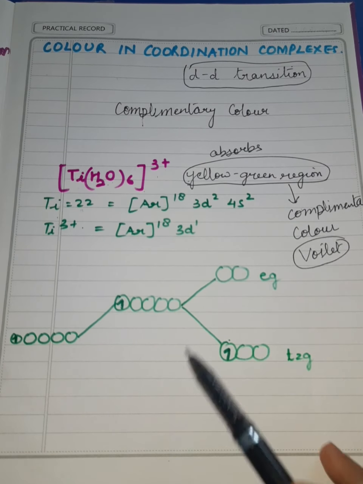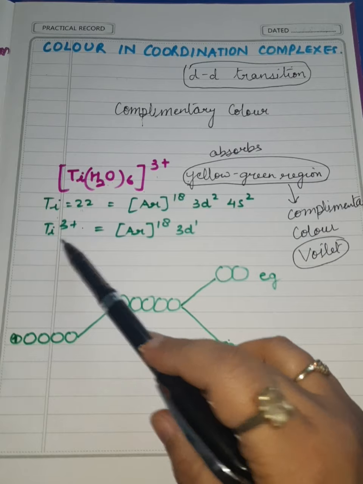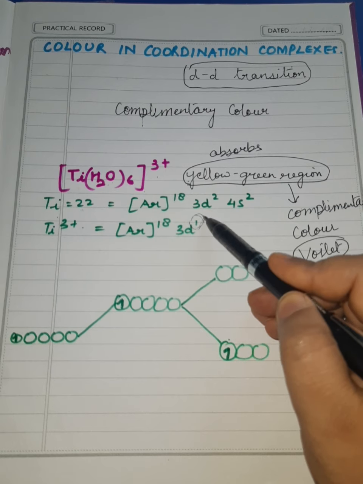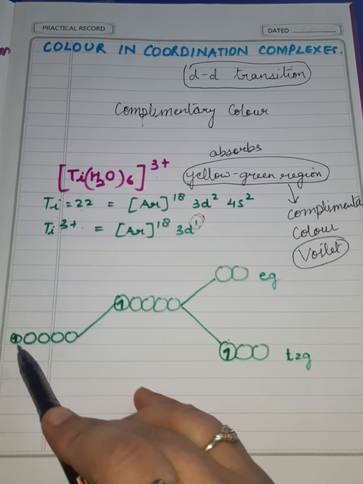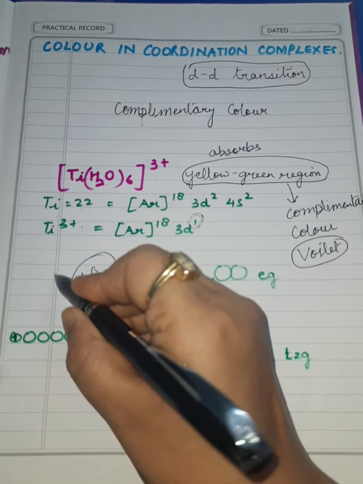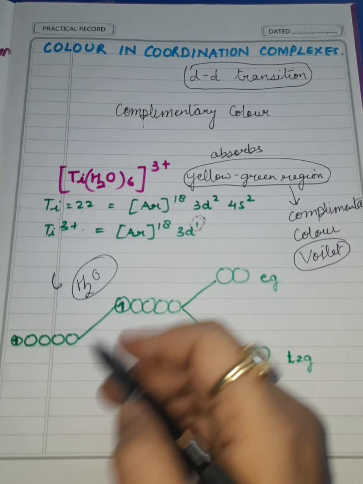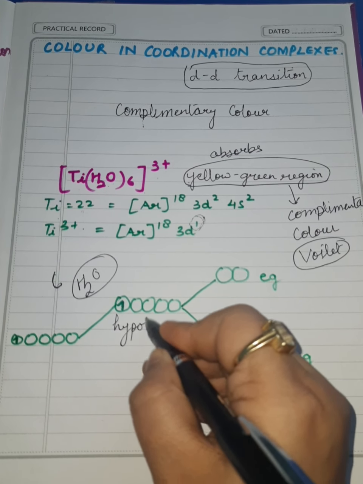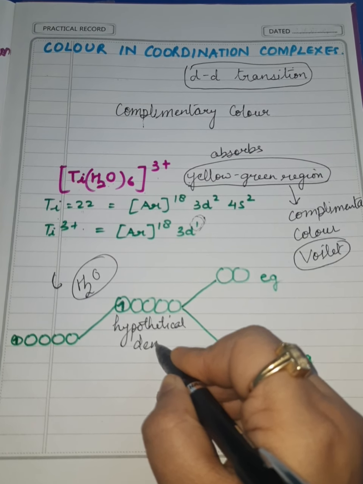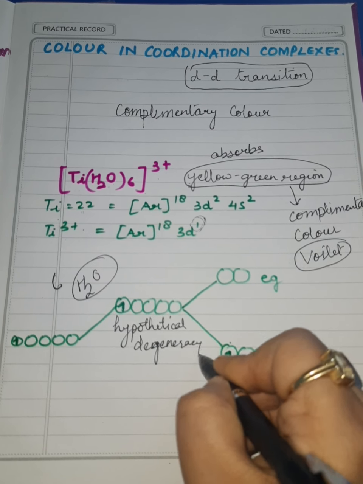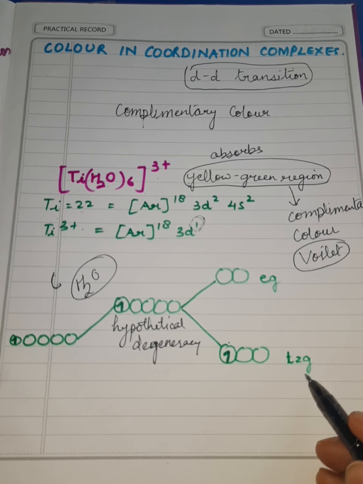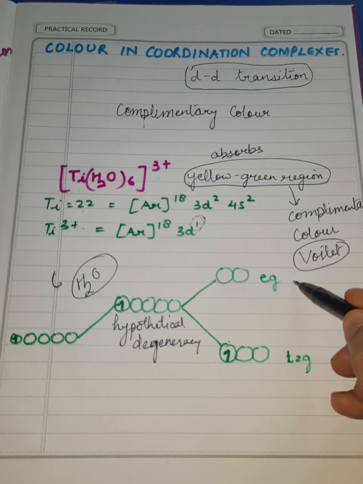Now on applying CFT here, the titanium tripositive ion is left with one electron in its 3d orbital. So one electron in one of the 3d orbitals. On the approach of ligand H2O, six ligands H2O, the titanium tripositive ion reaches the hypothetical degeneracy. I hope you remember hypothetical degeneracy. Now it splits up into two sets of d orbitals, lower energy t2g and higher energy eg set.